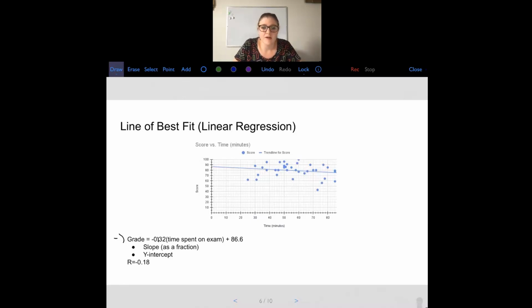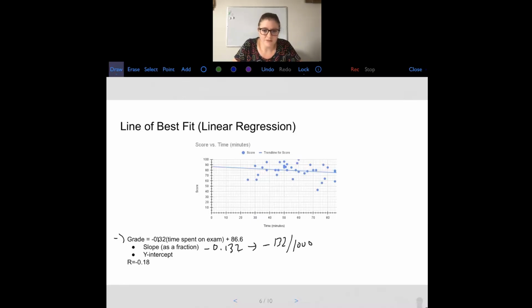It'll be given. The grade is equal to negative 0.132 times the time spent on the test plus 86.6. So our slope here is negative 0.132, or as a fraction, the 2 is in the thousandths place, so this is negative 132 over 1,000. The y-intercept is 86.6, okay?